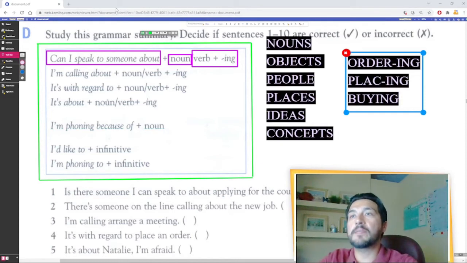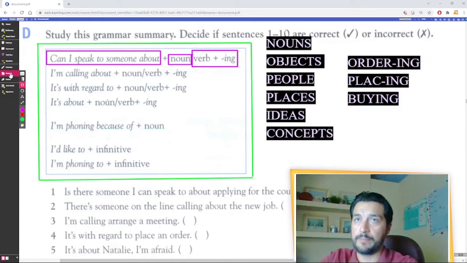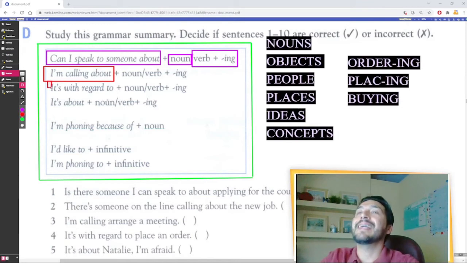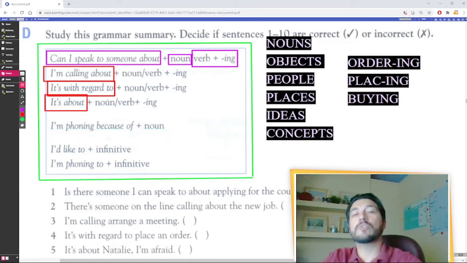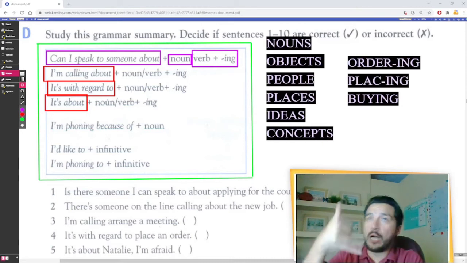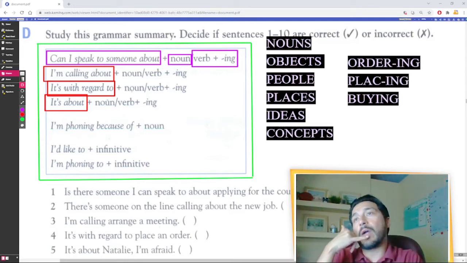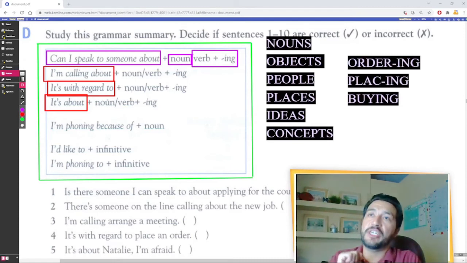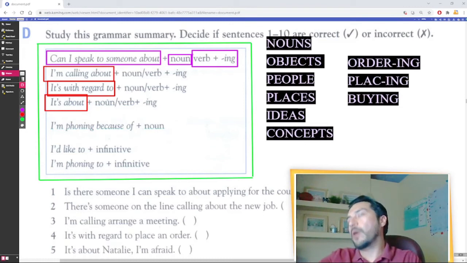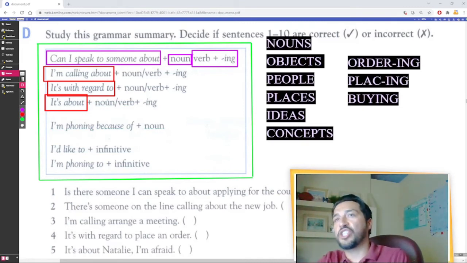And we have the same option for the following phrases. I'm calling about, it's with regard to, it's about. So why are you calling? The reason for calling, it's about a noun or verb ing. It's with regard to noun, verb ing. I'm calling about noun, verb ing. Can I speak to someone about noun or verb ing? Two options, nouns and verbs with ing.